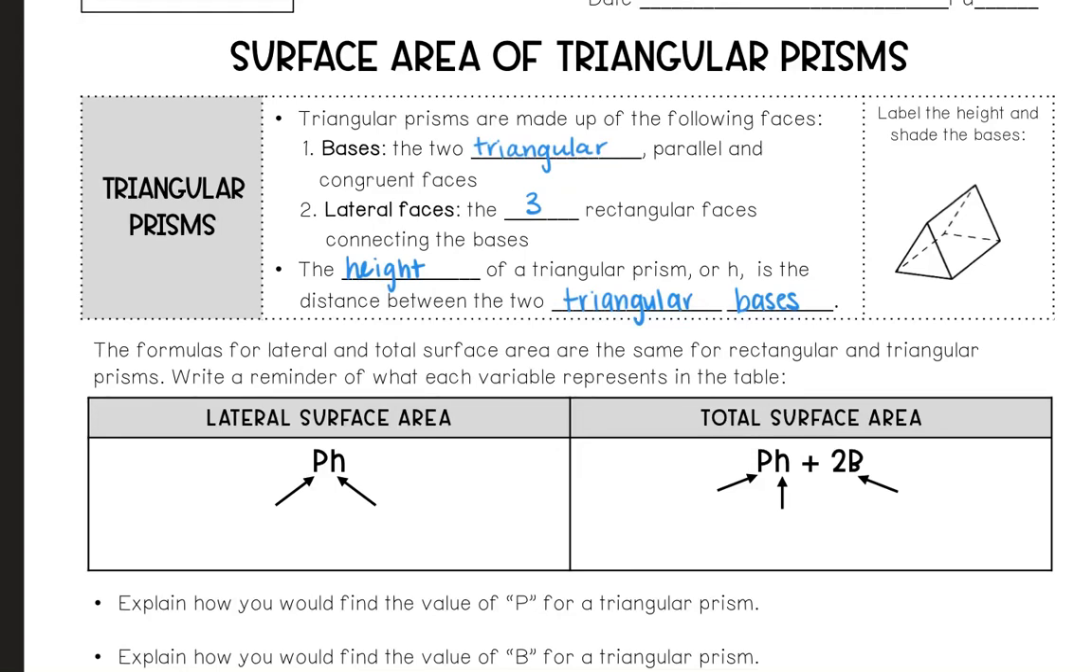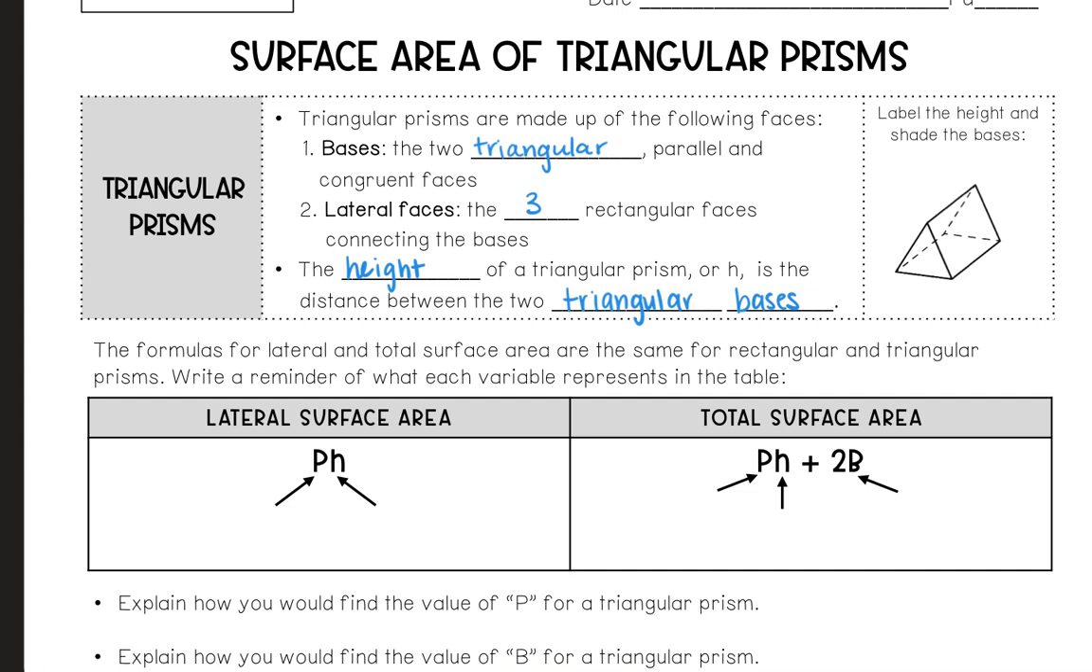All right, so today we're doing surface area of triangular prisms. Yesterday we did surface area of rectangular prisms, and today we're moving on to the different type of prism, triangular prism. So there are still two bases, but they are triangular bases. So those triangles at the ends, those are your bases.